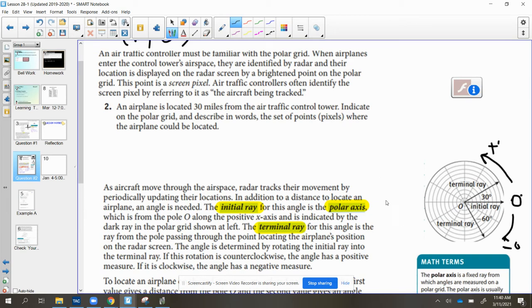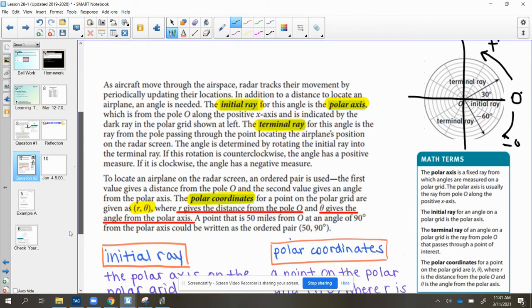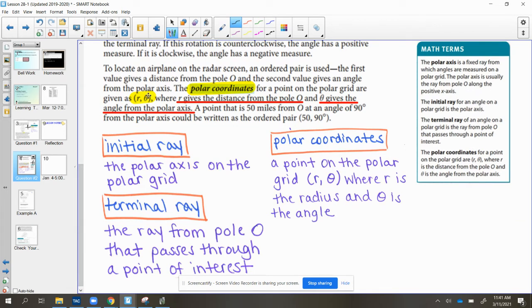Okay. And again, there's some different vocabulary. We have our initial ray, we have different terminal rays, and then we have our polar axis, the positive x-axis versus the y-axis. That's still kind of on here if you think about it, like how we have x comma y. There's still that idea there. And again, our polar coordinates are going to be in the form of r comma theta, which stands for how far out radius-wise you are versus at what angle measure you are.